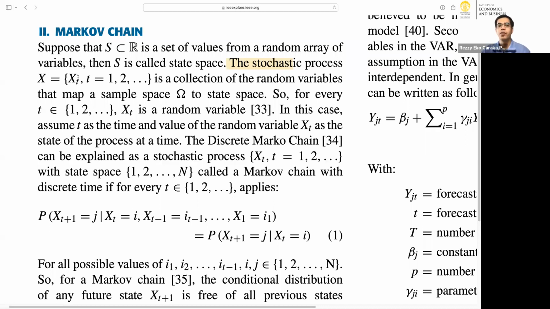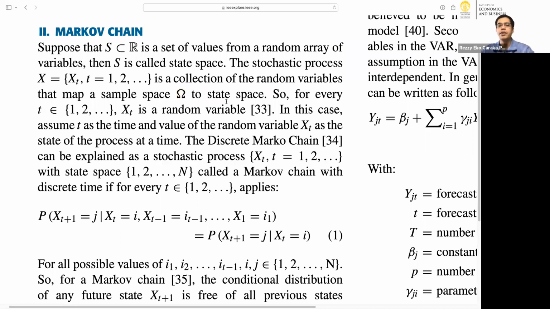For example, if I have the X variable here, so T depends on how many steps I want to forecast, for example tomorrow or the day after tomorrow. So it depends on how many steps ahead you go. Mathematically, the state space is denoted by omega. So if you want to analyze every state space, mathematically we use the symbol omega.